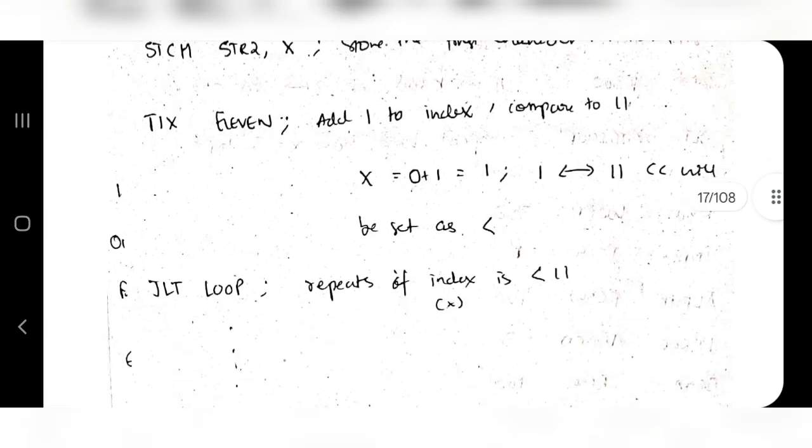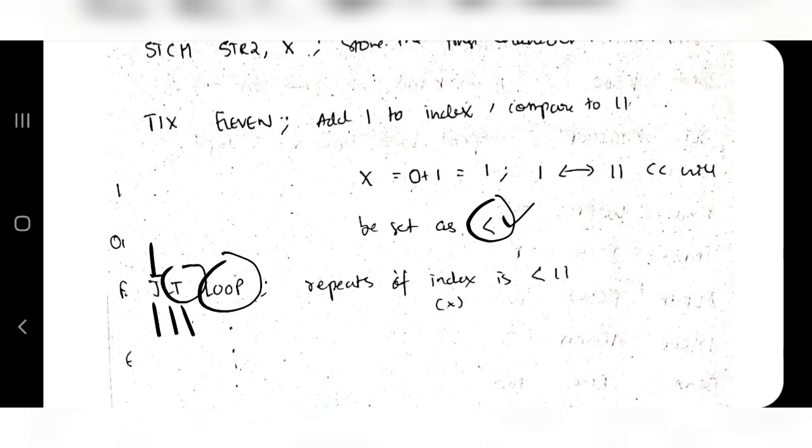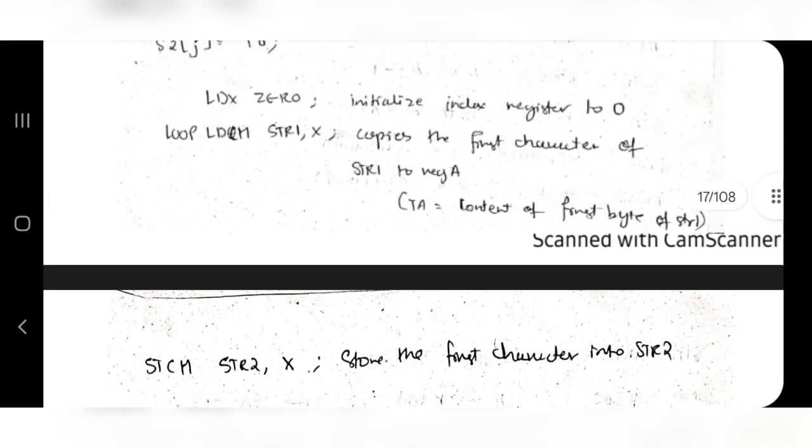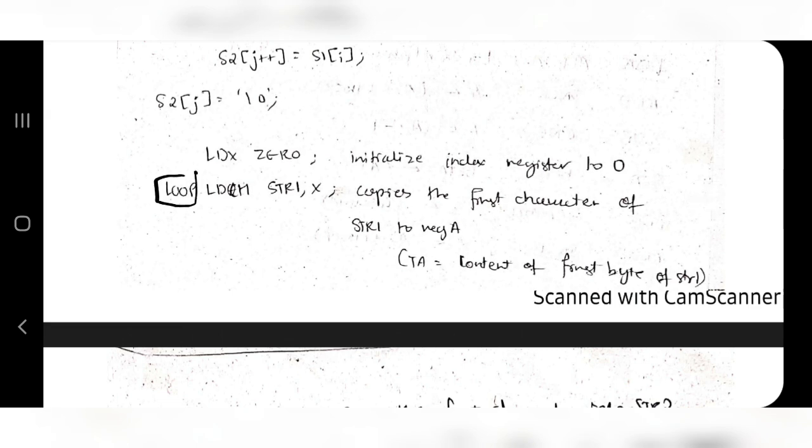So I will come to the next one. I have the result of TIX as less than, then jump if less than to loop. Less than what? Less than this operation, and it's correct, so I have to jump to loop. Loop means I will be starting from here again. Wherever I specify loop and write JLT loop, it will come back here and do the same operation again.